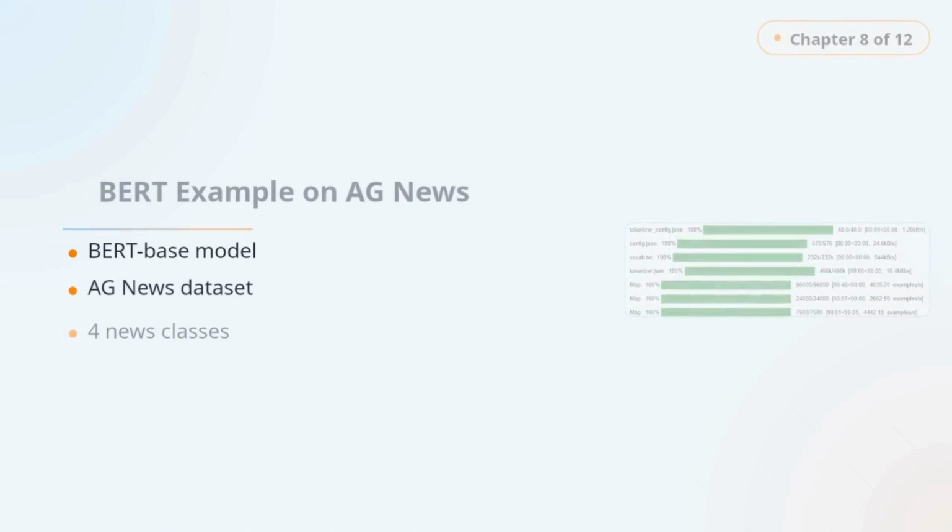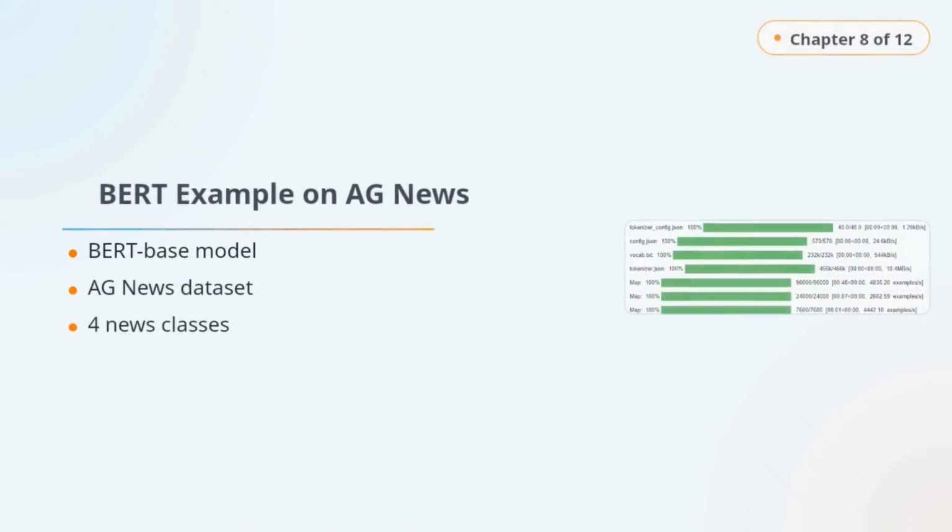Now let's look at the practical example from the article. QLoRA is applied to BERT base for AG News classification. The dataset has 4 classes: World, Sports, Business, and Sci or Tech. This example shows how QLoRA can be used even in a standard text classification pipeline.